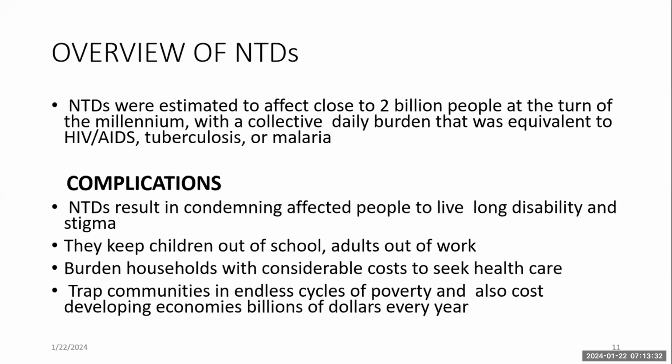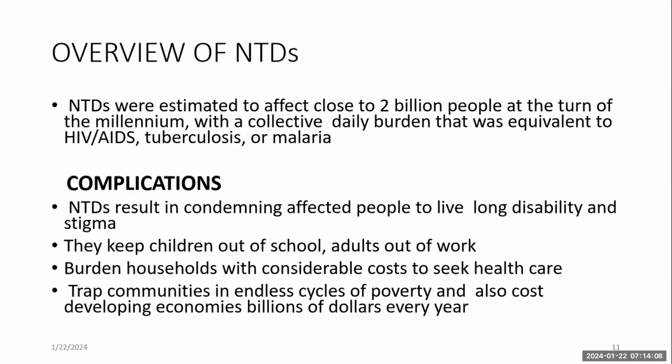These NTDs affect some of the world's poorest and most marginalized communities. So NTDs were estimated to affect close to 2 billion people at the turn of the millennium, with collective daily burden that was equivalent to HIV and AIDS, tuberculosis, or malaria. So they had to do this study, take this data to prove that these conditions are actually burdensome in the subtropics, because if the burden is as much as that of HIV and AIDS, which is given so much attention, that means this condition should also have that attention as well.